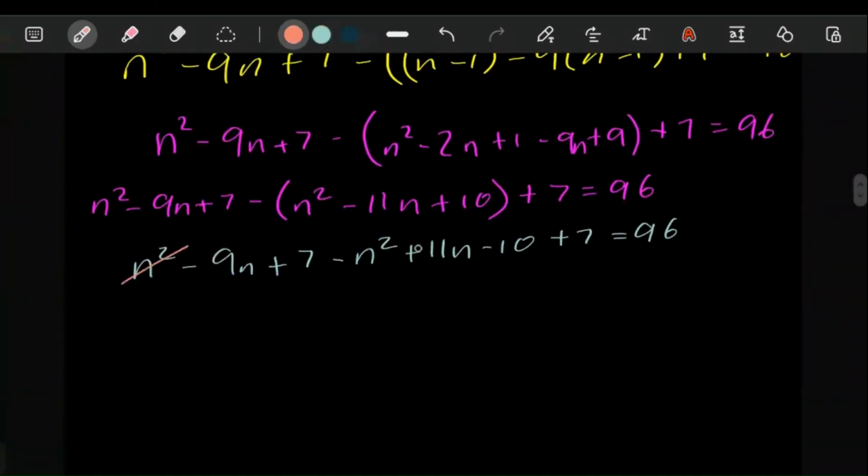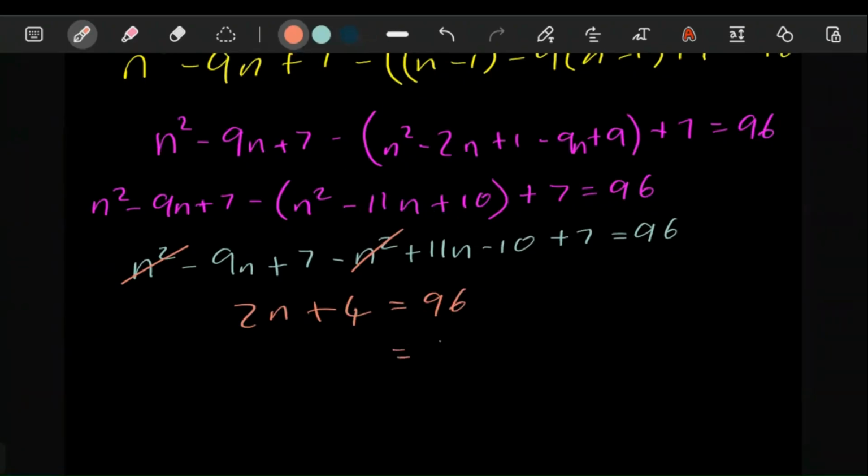So these cancel out because they are like terms. Negative 9 plus 11, that's going to give you like 2, right? 2n. 7 plus 7. Wait, no. 7 minus 10, that's like minus 3. Minus 3 plus 7 is like a 4. Equal to 96. These things are flowing so nicely. It almost feels like you're doing it wrong, you know. So in those cases, just be careful. So let's see. It seems okay.